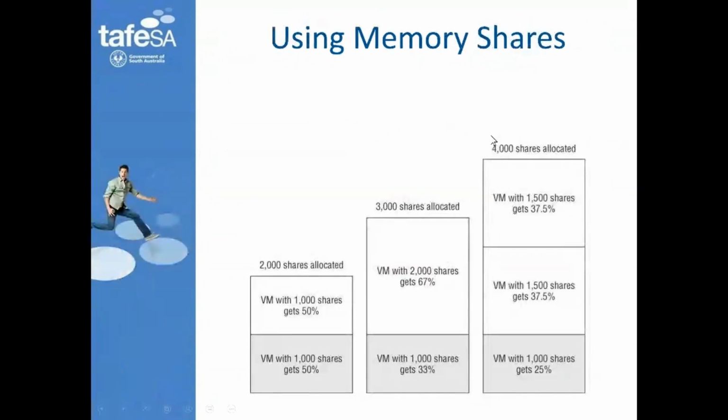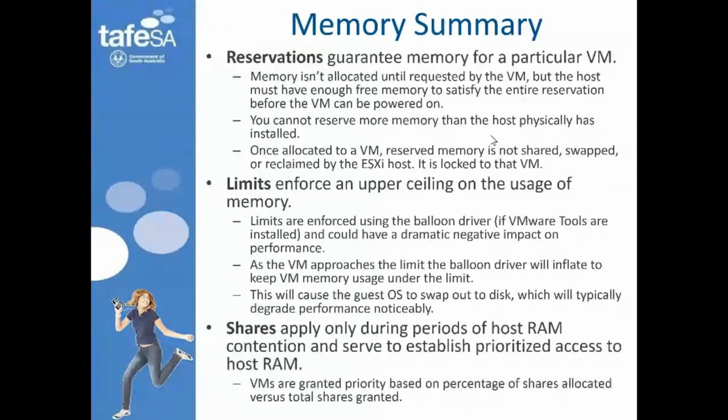So, yeah, let's keep on going. So summary, memory summary that is. Reservations guarantee the memory for a particular VM. Memory is allocated until requested by the VM, but the host must have enough free memory to satisfy the entire reservation. You cannot reserve more memory than the host has. So if your virtual machine you want is reserve 16 gigs, but your host has only got 12 gigs, you can't do that. You can't be on that host, basically.